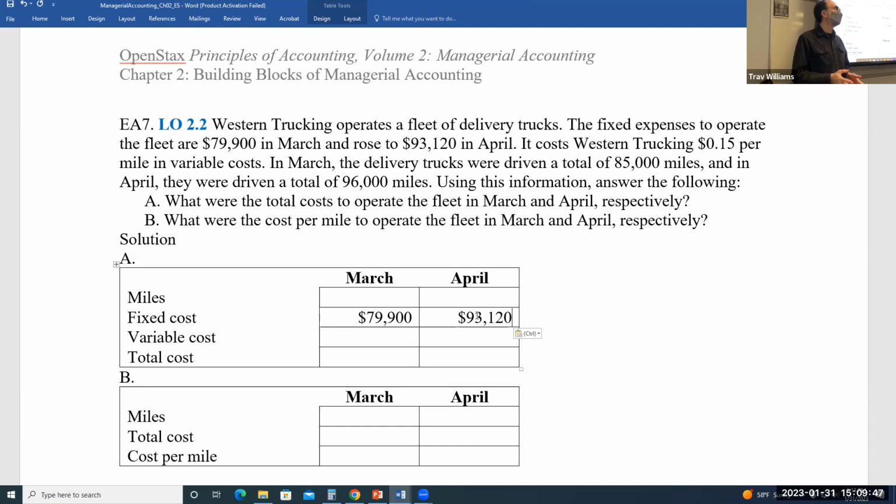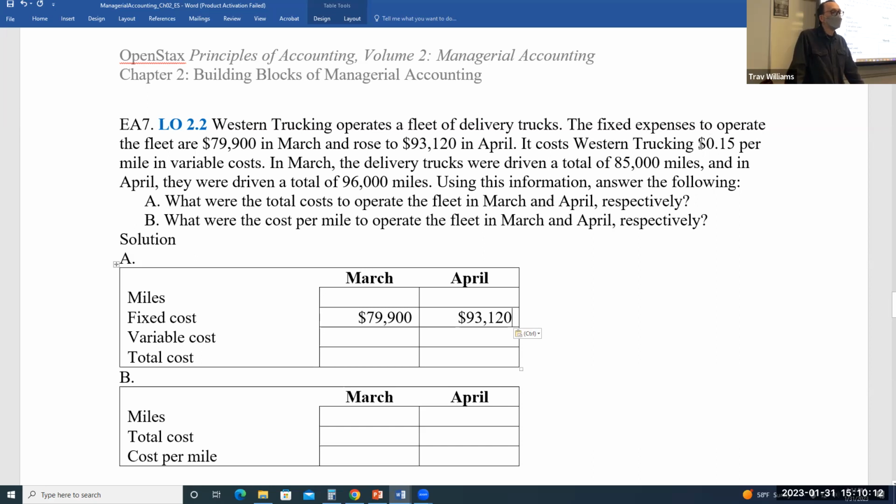We know a fixed cost does not change based on production, right? The total fixed cost stays the same regardless of production, but maybe something else influenced it. Maybe our supplier raised prices, right? So your fixed costs can change. They just don't change based on how much you produced. All right, so these are the fixed costs for these 2 months.